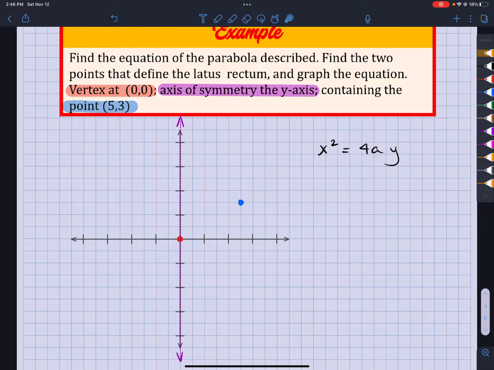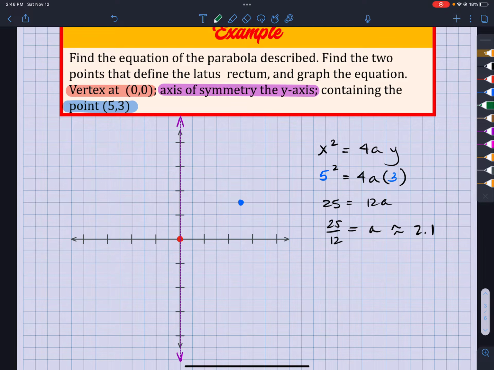So let's plug it in. My x value is 5, my y value is 3. So I'm going to have 5 squared is equal to 4a times y, which is 3. So I'm going to have 25 is equal to 12a. So my a is going to equal 25 over 12, which is approximately, let's see, 25 divided by 12, it's about 2.1-ish, okay? So that's my a, okay?